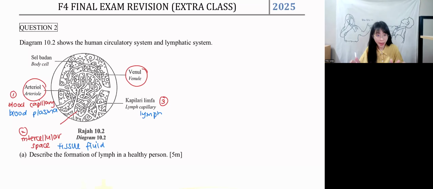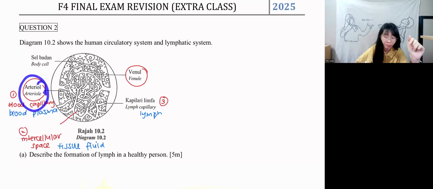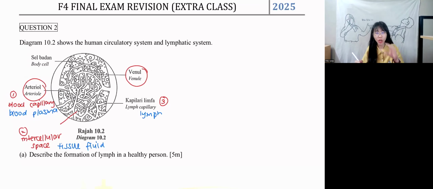Now, actually, everything forms from your blood capillary. Everything comes from the blood capillary. At your blood capillary, we have the arterial end. At the arterial end, because the lumen is smaller, they create a pressure.